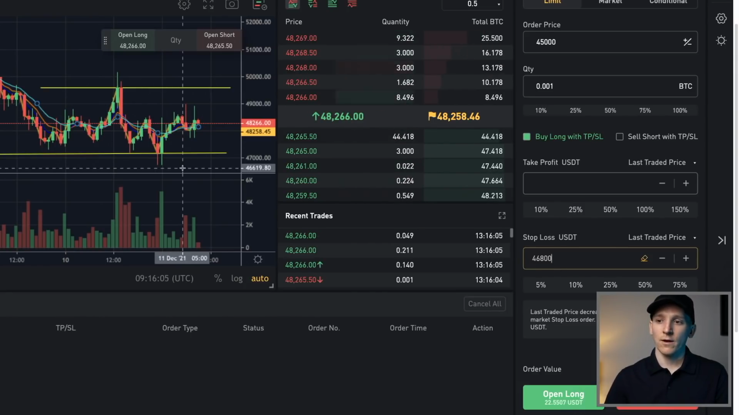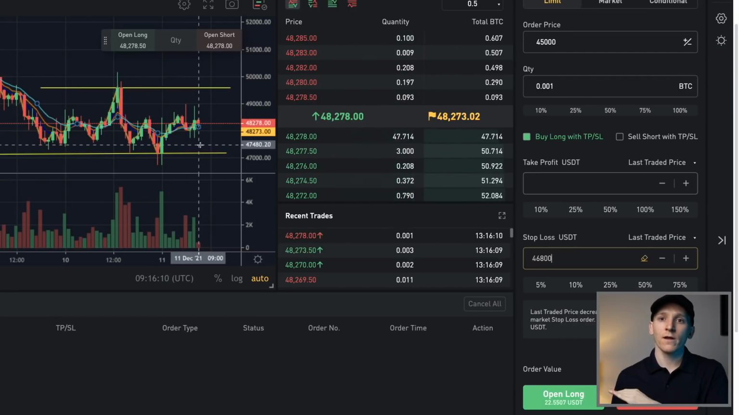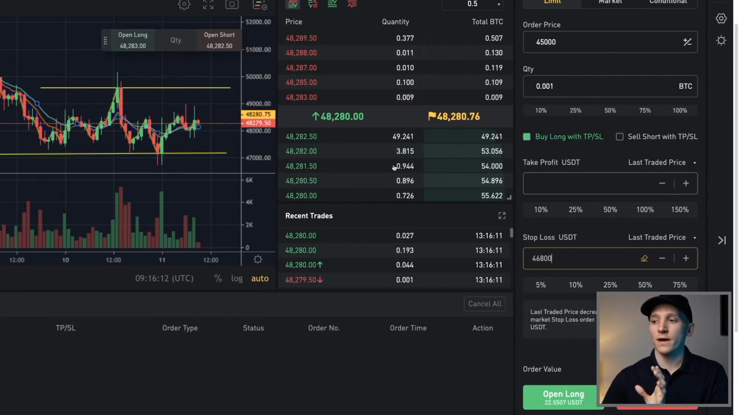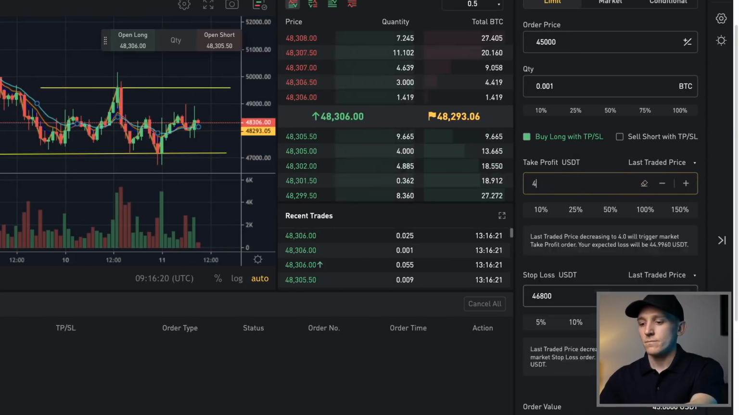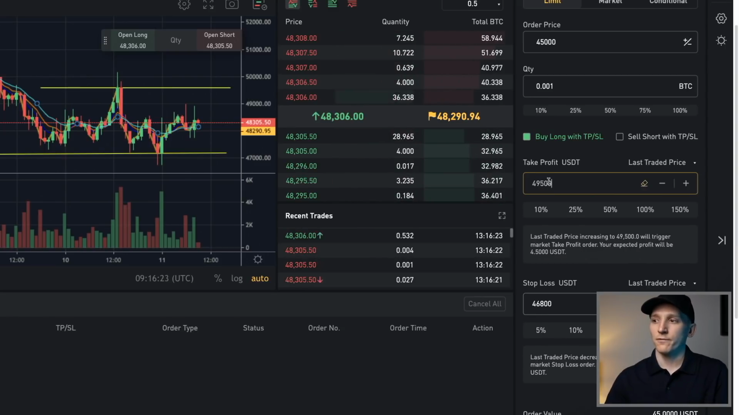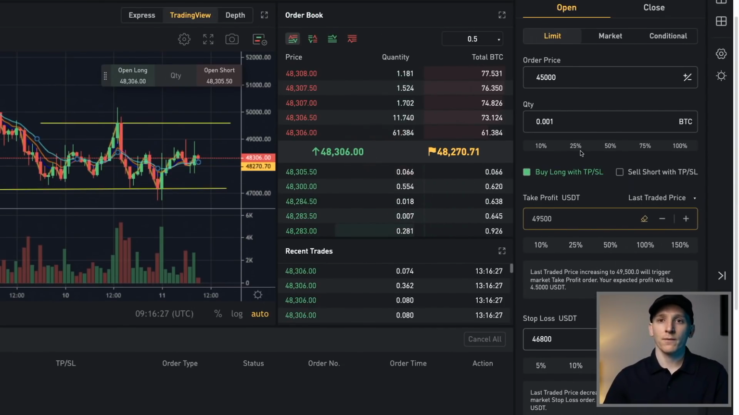If the price falls down here, maybe you've made the wrong trade or it's falling down. So you stop any losses, trade out at a loss. But you can put that in right when you're trading. The next one is the take profit. And again, I would say, level up here, kind of around 49.5. So that would be your take profit. So that is how you would enter an order with both the take profit and the stop loss.